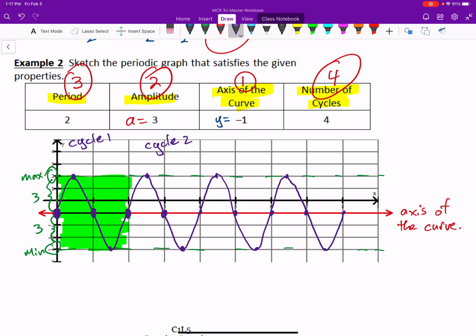4 times. There's cycle 1 I already highlighted. Here's cycle 2. Let's do a little highlighting so they can pop out a little bit better. Let's do cycle 3 in blue. And let's do cycle 4 in orange. So there's my 4 cycles. And I've checked off all the boxes. And that's the order that I would definitely tackle a question like this from.